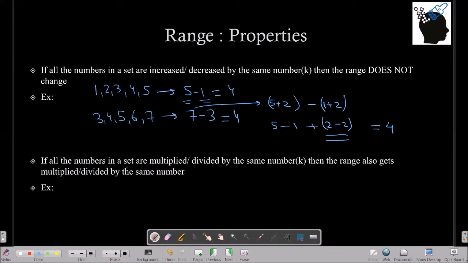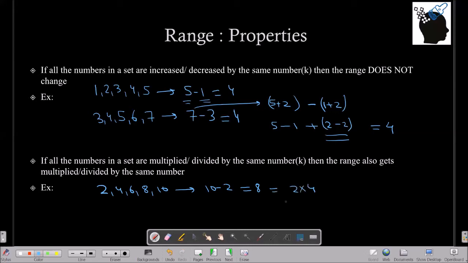Now let's see what happens when we try to multiply or divide by the same number. So if we have the same set 1, 2, 3, 4, 5, and if we multiply all the numbers by 2 to get the set as 2, 4, 6, 8, 10, then the range becomes 10 minus 2, which is nothing but 8, which is nothing but 2 multiplied by 4.